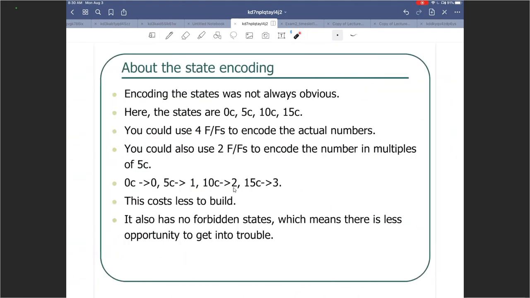Next, about the state encoding. Now clearly the states that we encoded were only 4 of these, the ones that were of interest: 0, 5, 10, and 15. Now instead, some other designer might come up with a different idea. They might say, instead of choosing 0, 5, 10, and 15, I will choose all the possible states between 0 and 15, which means I'm going to have a state for 0 cents, 1 cent, 2 cent, and so on up to 15 cents, right?